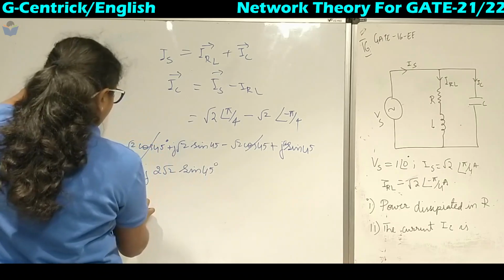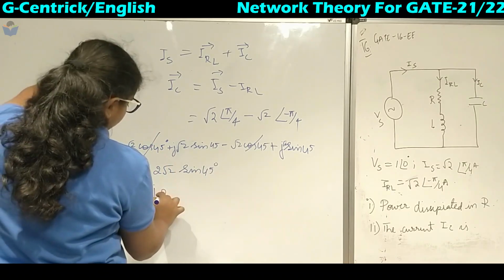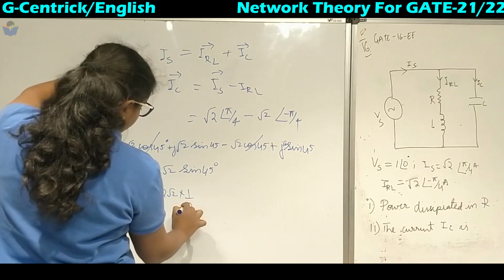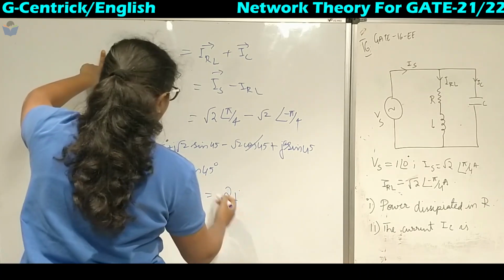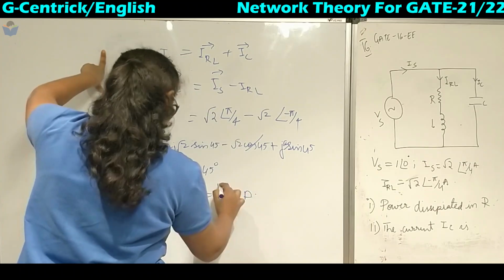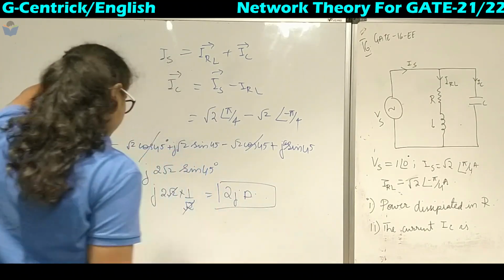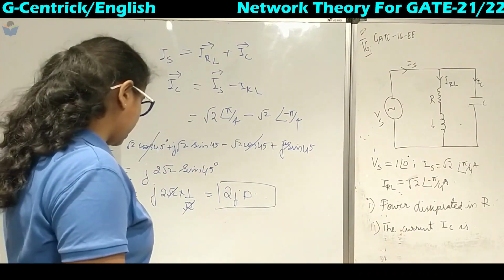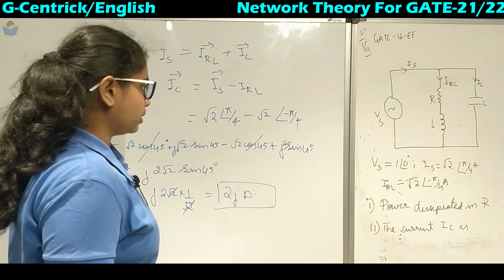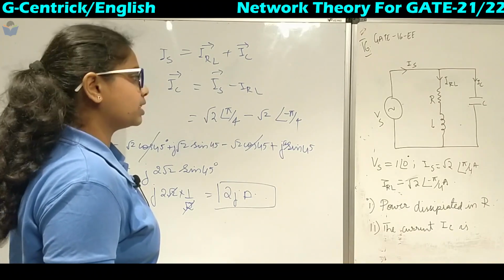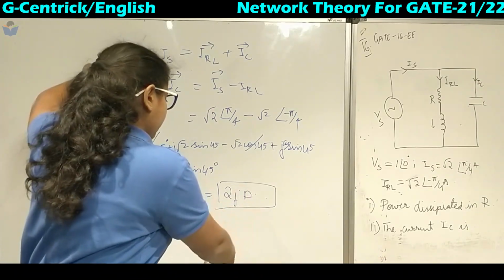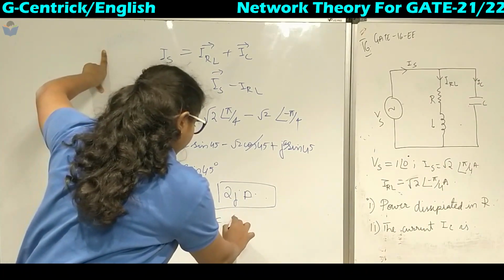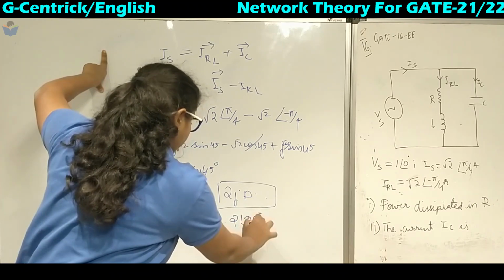Okay, so what is sine 45? It is 1 by root 2. So that cancels and the answer is 2J amperes. Okay, 2J ampere is the answer for this question, IC. Okay, what will be the angle? Since it is a pure capacitive network, it will be having angle of 90 degree. So this J is nothing but 1 angle 90 degrees.